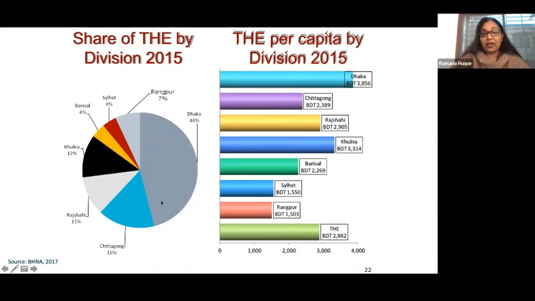So this diagram shows that the per capita total health expenditure also varies across the country, and that shows some inherent inequity, even if we assume that the population has the same demographic or other healthcare need. At least per capita spending varies across these divisions.